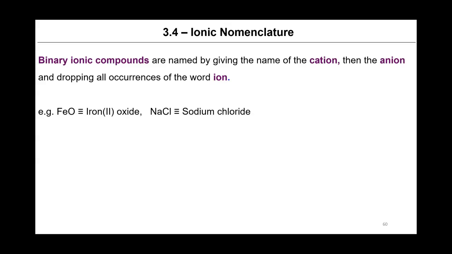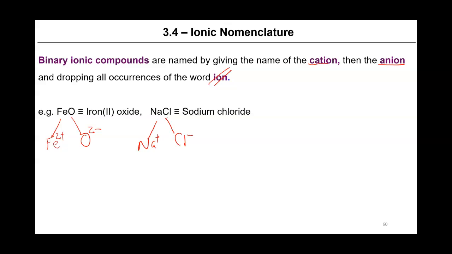So how do you name the whole compound? It's pretty easy. You give the name of the cation and then you follow that up with the name of the anion and you eliminate any occurrence of the word ion. So I would name this guy as iron 2 oxide. I have to specify the charge on the iron because it is not a fixed charge monatomic cation.